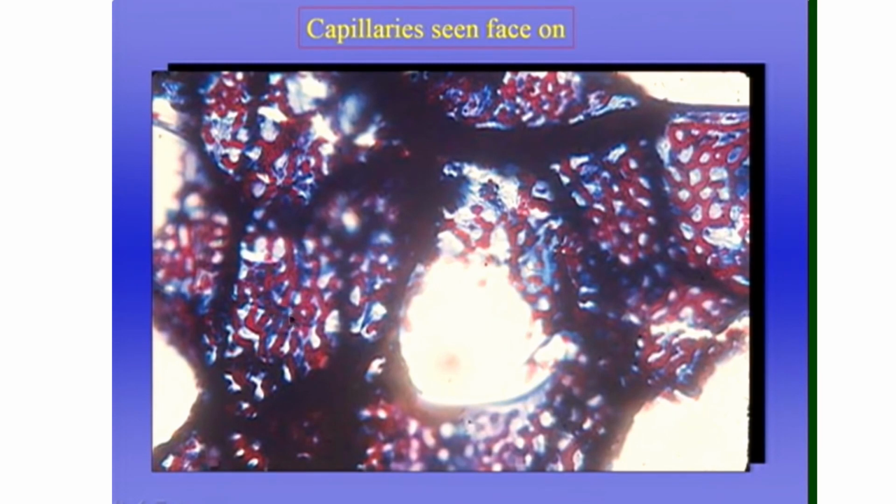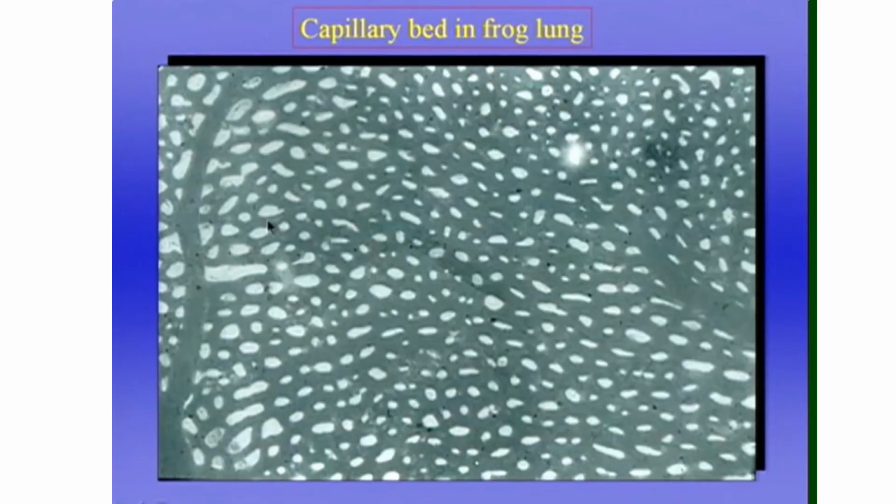They think they form this very intricate network, and we can see that even better if we go to another type of lung. This is a frog lung, an amphibian. There's quite big differences between the lung of a frog and the lung of a mammal like a human, but nevertheless we got a very good view of the capillary segment here.